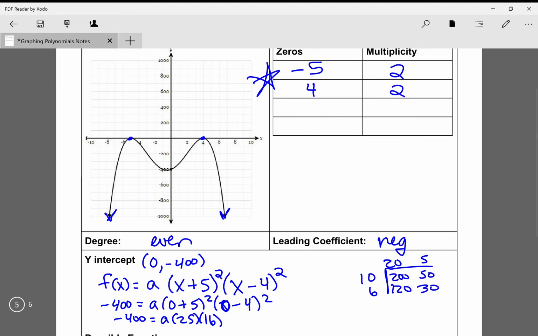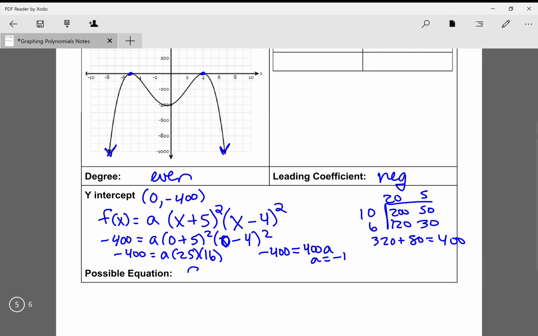All right. So that would be 320 plus 80, which is going to give me 400. So this is a really fun problem just to solve to find out that a equals -1. Is a always -1? No, Miss Vance just chooses the most awesome questions ever. So f of x equals -1 times x plus 5 squared times x minus 4 squared.